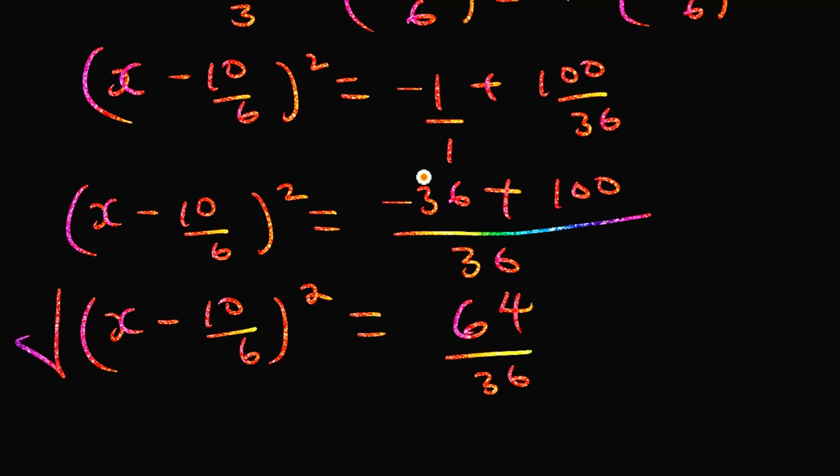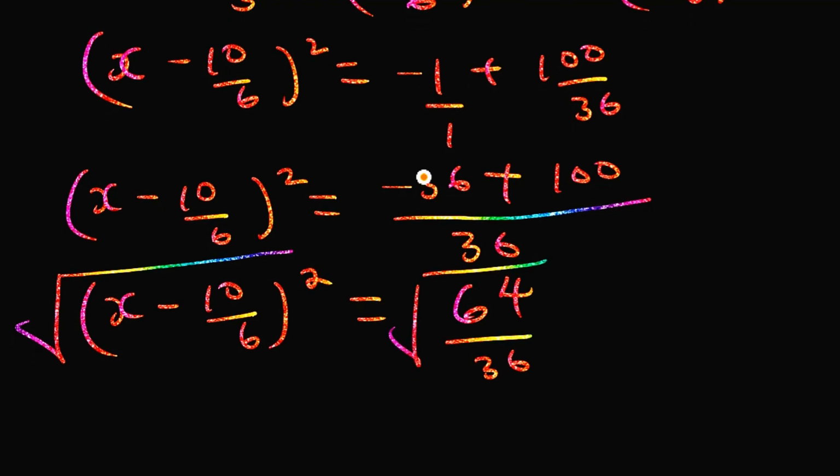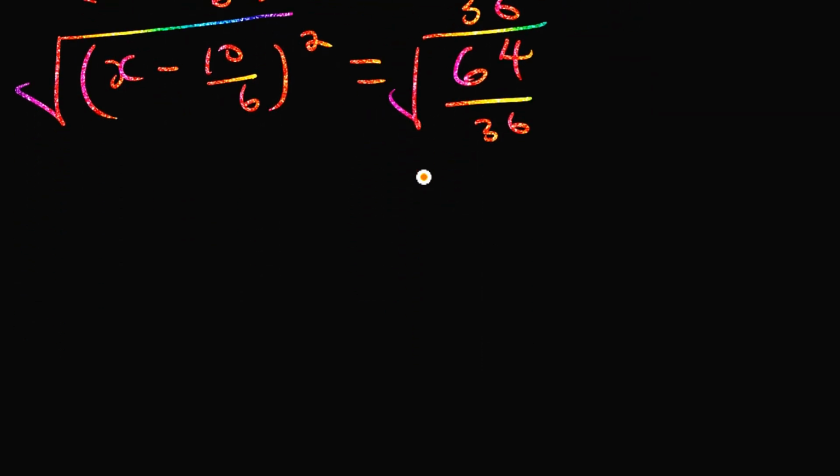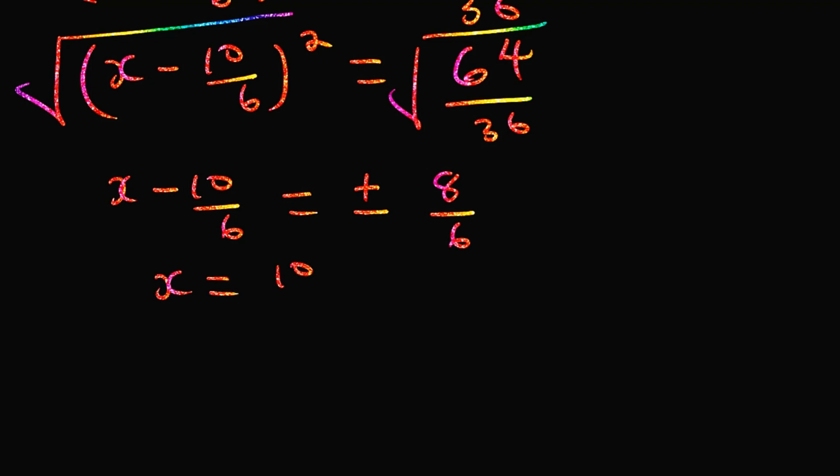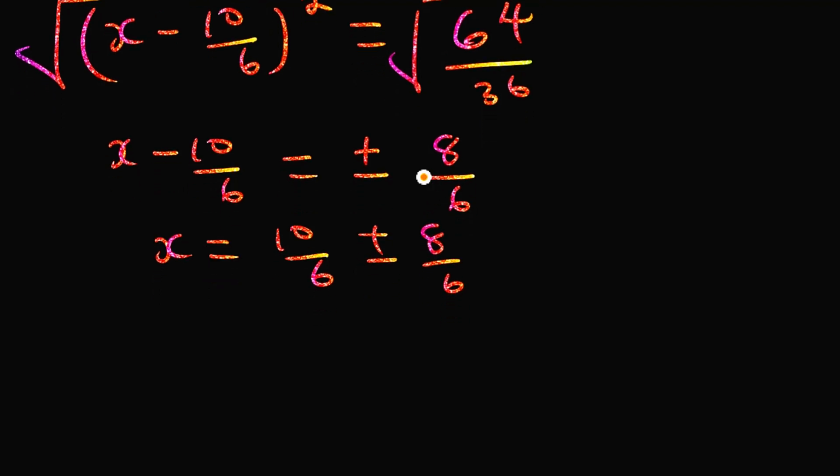So from here, we just take the square root of both sides of the equation so that on the left hand side, we have x minus 10 over 6. Then on the right hand side, we have plus or minus. Root of 64 is 8 and the root of 36 is 6. So it means x equals 10 over 6 plus or minus 8 over 6. So now there are two values of x.